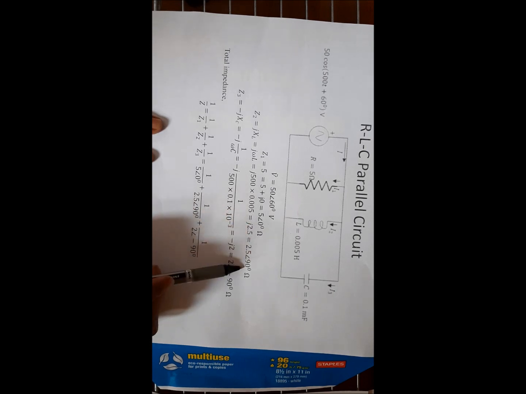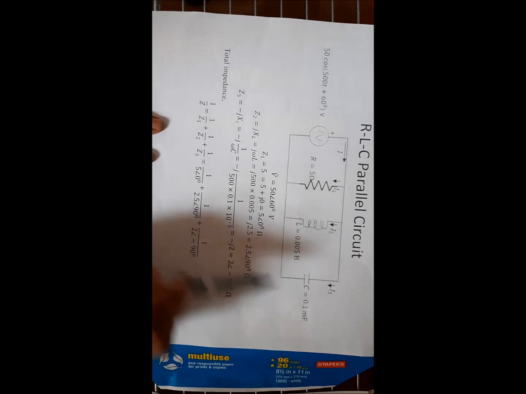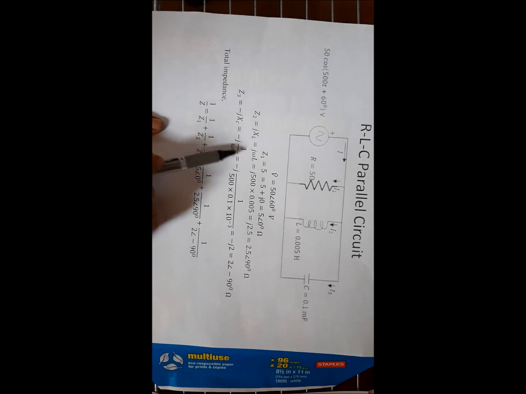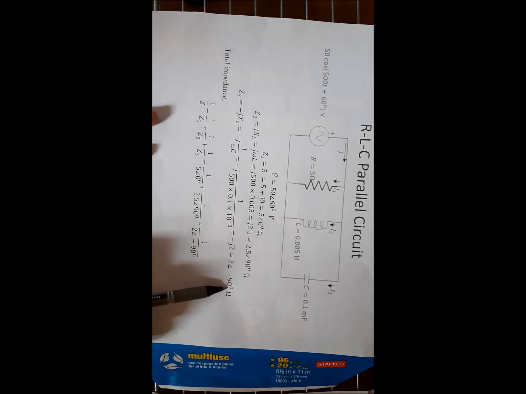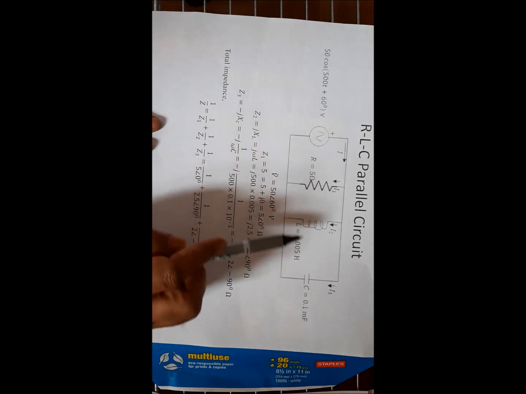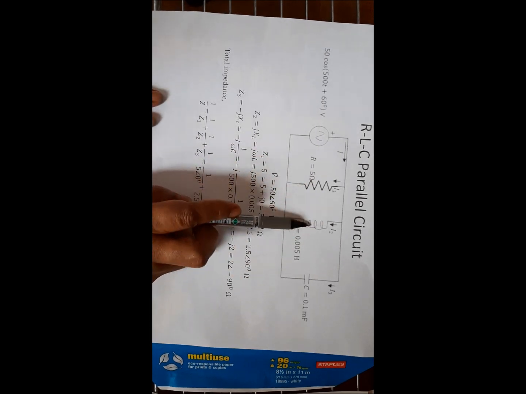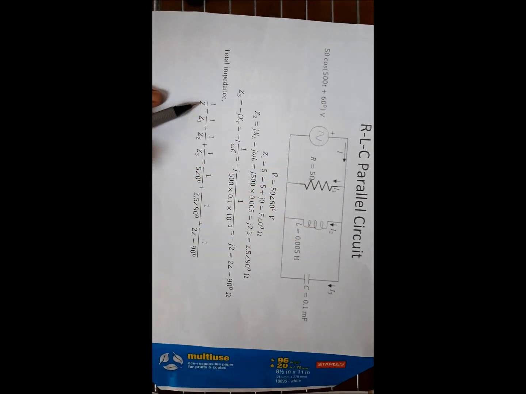So J is equivalent to angle 90, and the C, Z3, is negative JXC or negative J 1 over omega C. Omega is 500, C is this, so you'll get 2. So 2 angle negative 90 degrees, or negative J2. Now if you want to find the total impedance, you see these three impedances are in parallel, so the total impedance will be 1 over Z equals 1 over Z1 plus 1 over Z2 plus 1 over Z3.